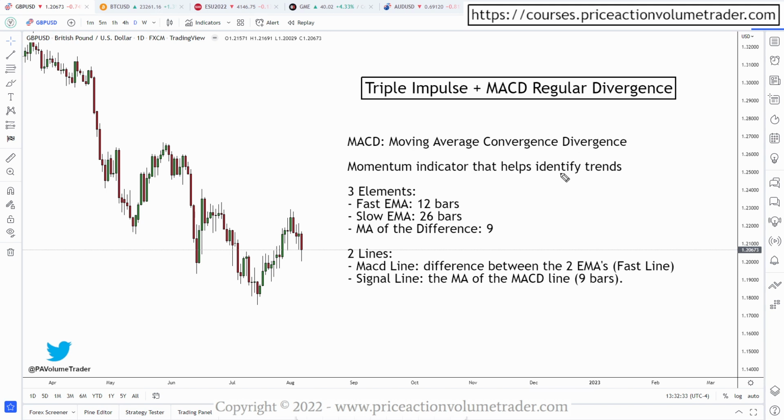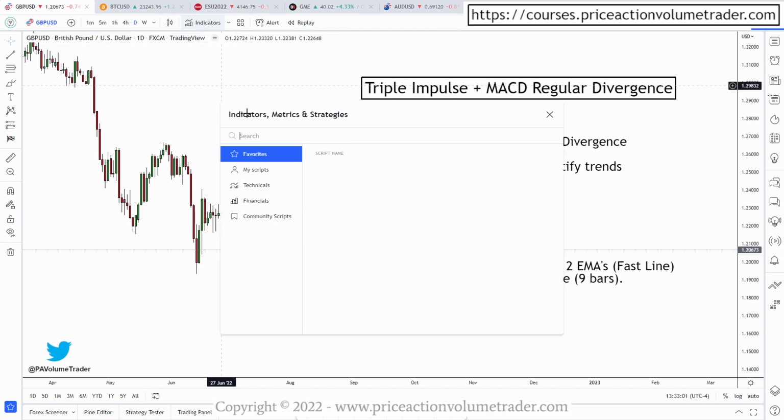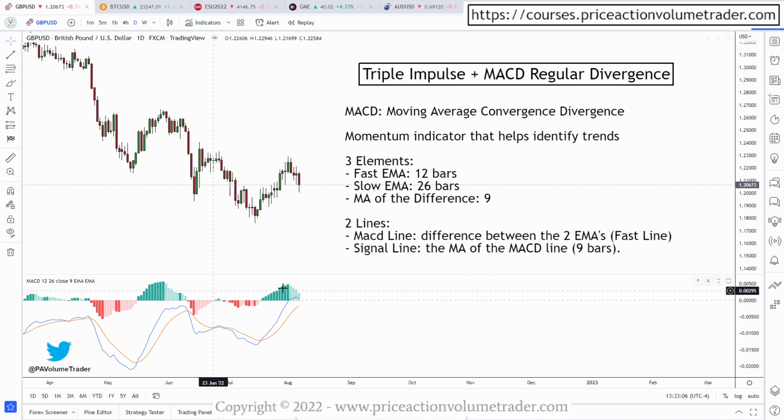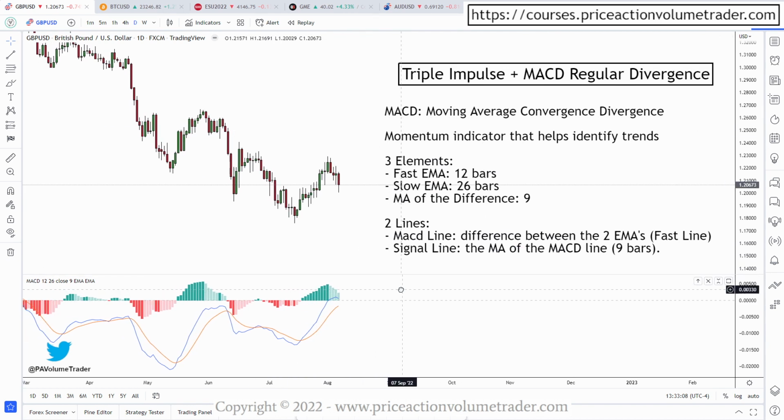It is a momentum indicator that helps identify trends. It's made up of three elements to calculate it: a fast exponential moving average, which by standard is 12 bars, a slow EMA, which is 26 bars standard, and then a moving average of the difference of them, which is 9. So if we just go here, this is TradingView, but any platform is going to have MACD. So if we put MACD, this is pretty much the default of how it comes in.